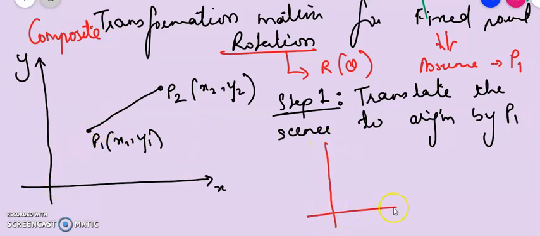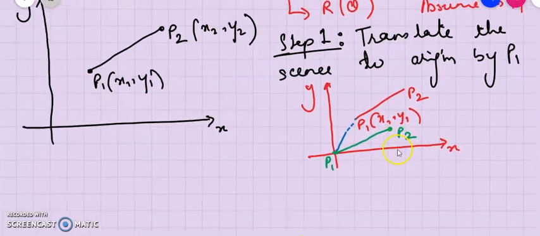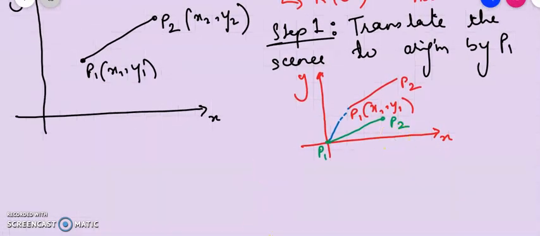By that, what do we mean? This is XY. This was your original P1, P2. Now I wish to get the whole scene to origin, so my output would be something like this. This will be my new P1, and this will be my new P2. So what am I doing? I'm doing a translation, and my P1 coordinates are x1, y1, so I'll be using the negative values of these to get it back to origin. Let's see what my translation matrix will look like.